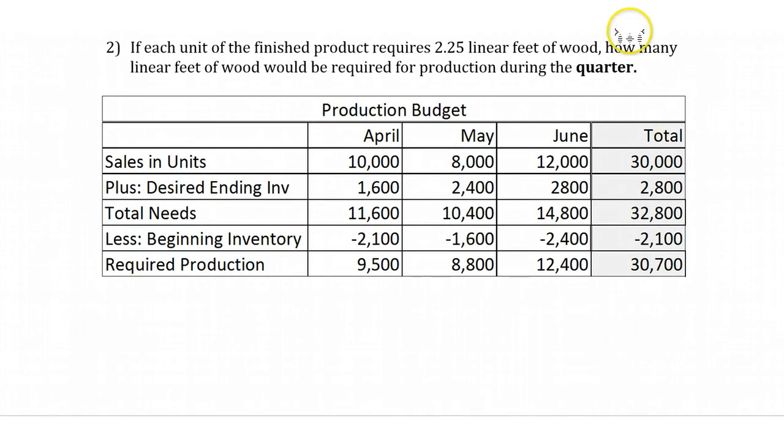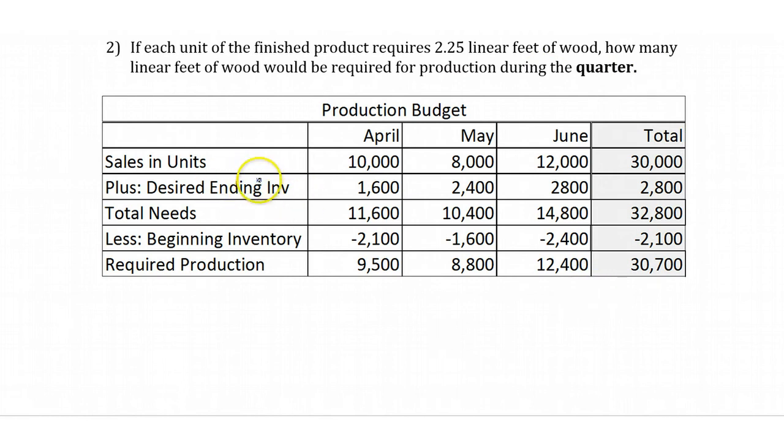Okay, so our production budget. Sales in units: I took April sales, May sales, and June sales, just right off the report above. I totaled that, and it's 30,000. Now we're going to need July's sales, but it's not going to go into this production budget.